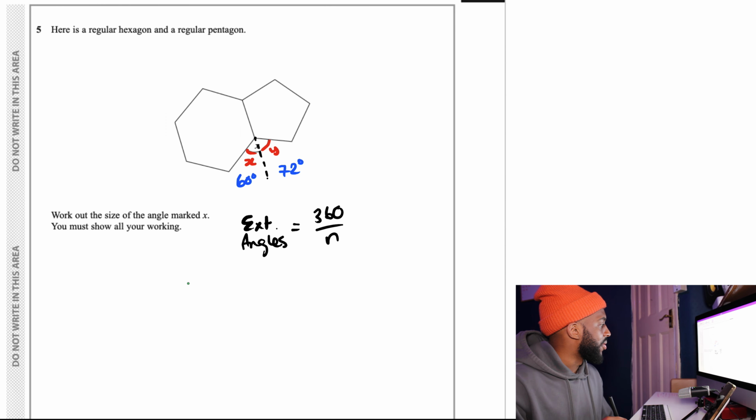And then we add together 60 degrees and 72 degrees to find the original X value that they asked for. And that gives us 132 degrees.